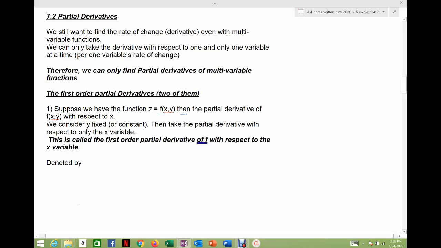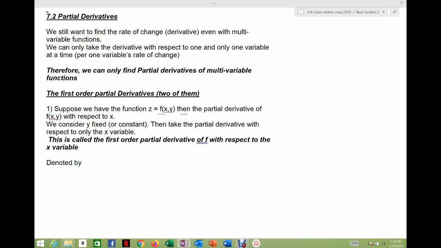Alright, the calculus of multivariable functions involves what's called partial derivatives. So remember, a derivative is looking to find the rate of change, the speed, right? How fast, how slow is my function changing? Right, that's the derivative. With multivariable functions, it gets a little trickier.